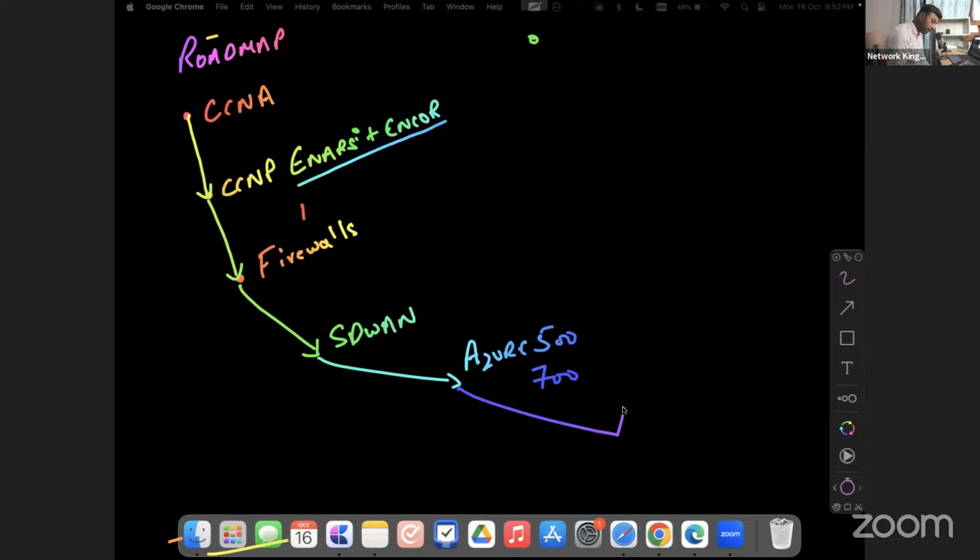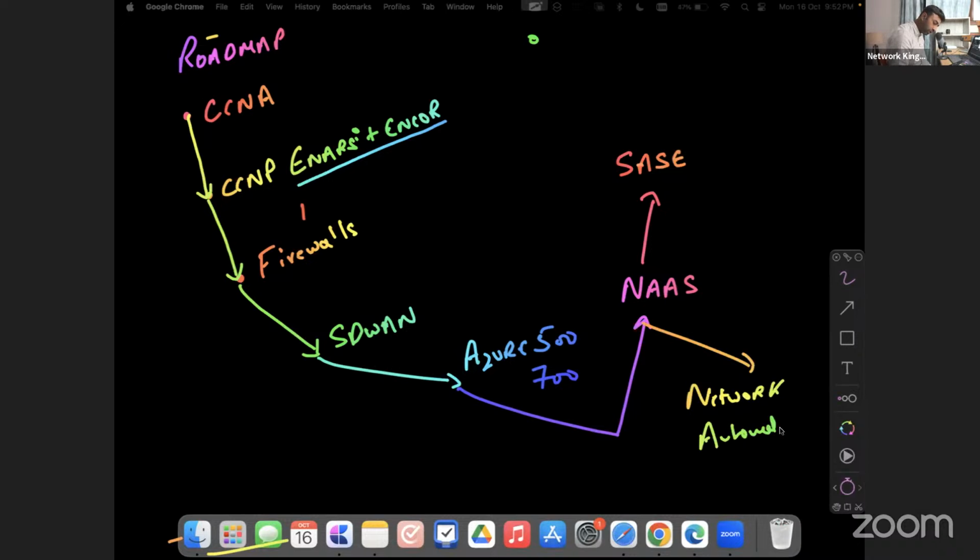After that, you are going to learn about various technologies which are going to be in demand, called network as a service, NaaS, and then SaaS. Maybe people can go for NaaS and SaaS and also move to network automation. And here we call them highly paid network engineers.